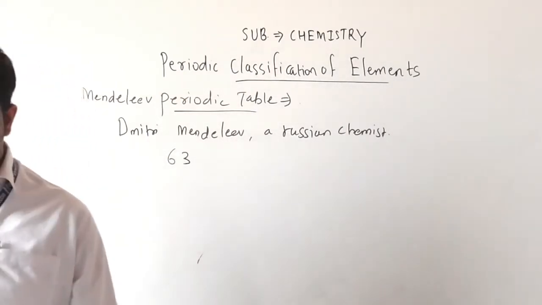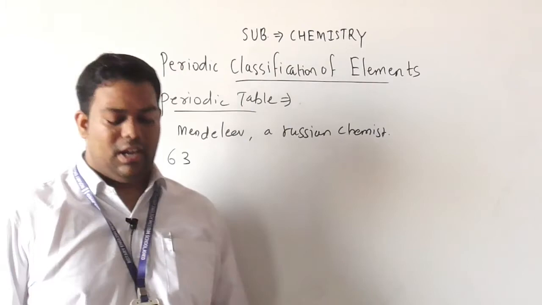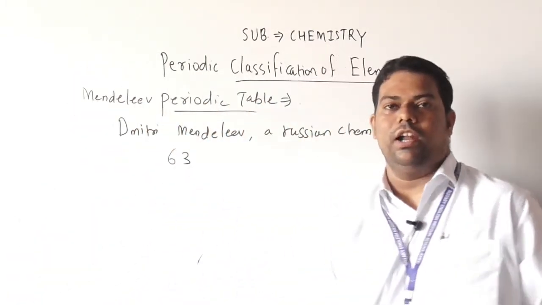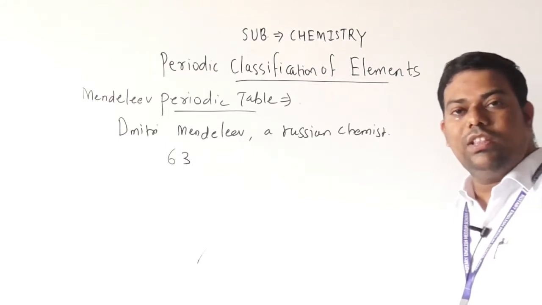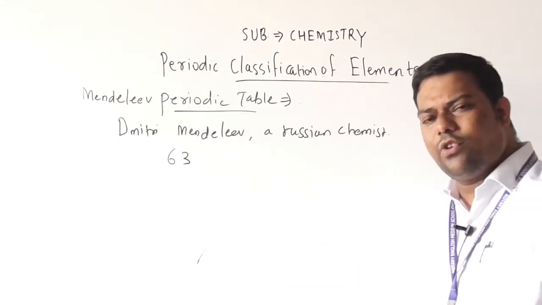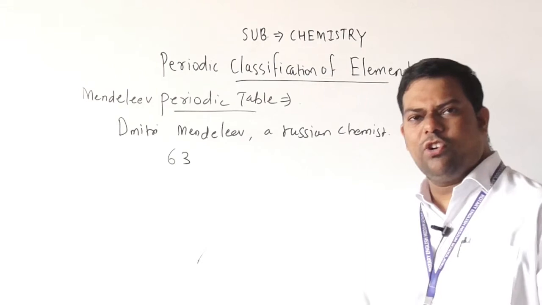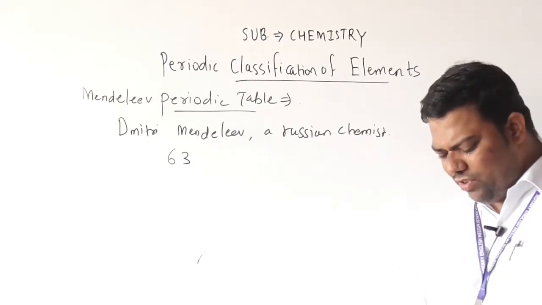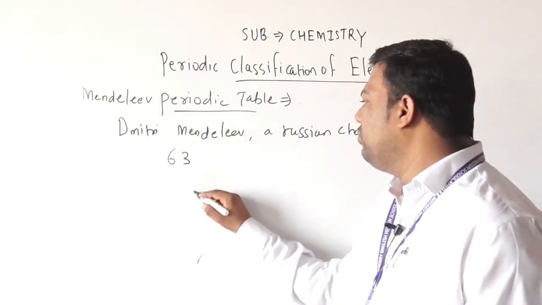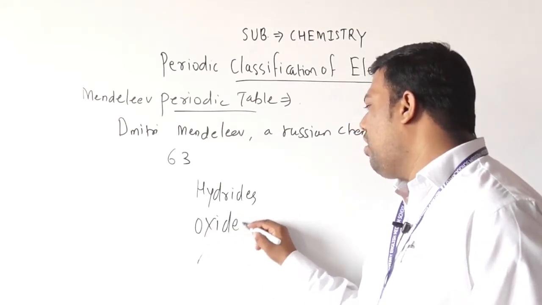Among chemical properties, Mendeleev concentrated on the compounds formed by elements with oxygen and hydrogen. Why did he select hydrogen and oxygen? Because these are highly reactive and form compounds with most elements. After combining with hydrogen, we call them hydrides, and when combined with oxygen, we call them oxides.